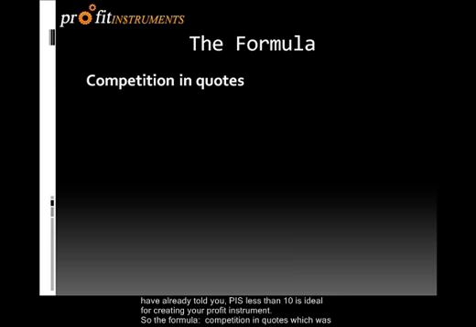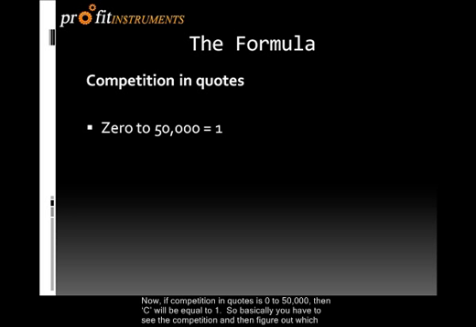So the formula: competition in quotes, which is the first factor, C. What you have to do is go to google.com and search for the PNK in quotes. The number of results that are returned, for example Google shows 1 to 10 of 3000 total results, so 3000 is the competition in quotes you're looking for. Now if competition in quotes is 0 to 50,000, then C will be 1. So basically you have to see the competition and then figure out which factor is applicable.